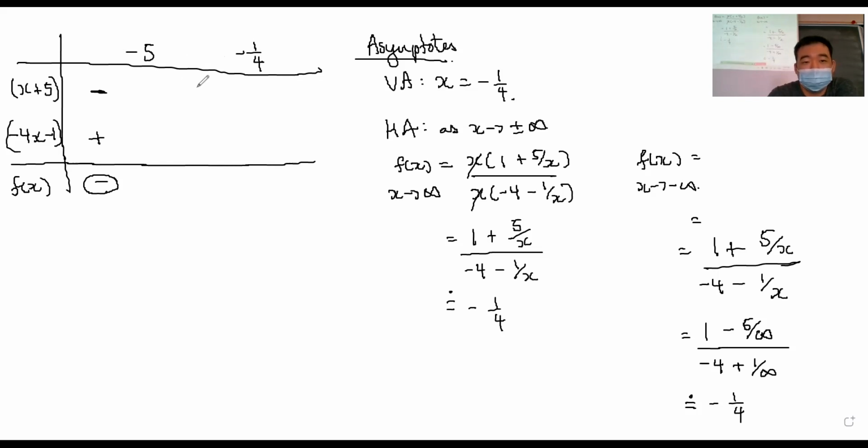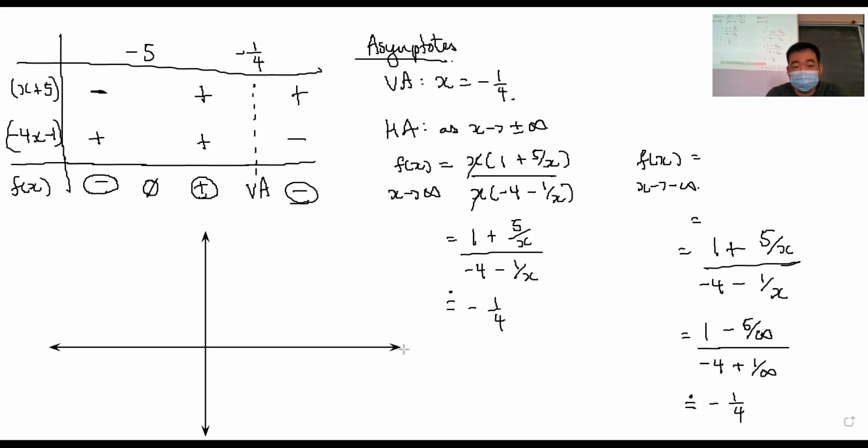Negative 1 plus 5 is positive. Negative 1 times negative 4 is a positive 4, minus 1, that's a positive. It's going to be positive. And then bigger than negative 1 over 4, that's a 0. 0 plus 5 is plus. 0 minus 1, that's a negative. I'm going to get negative.